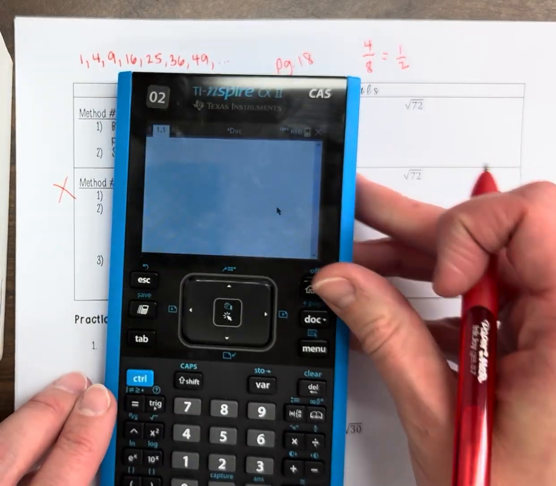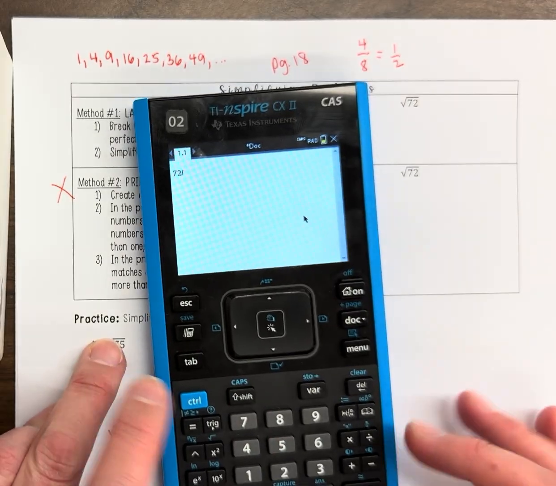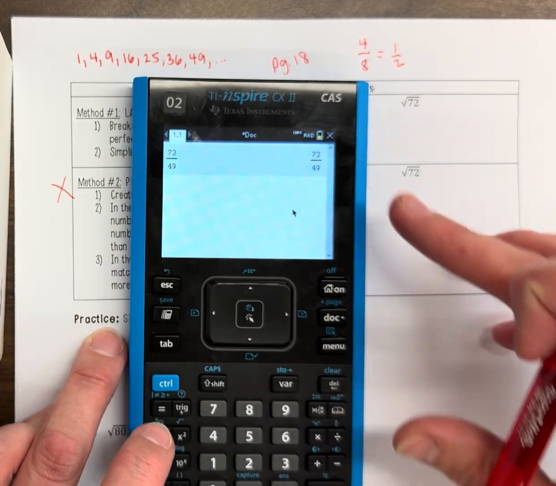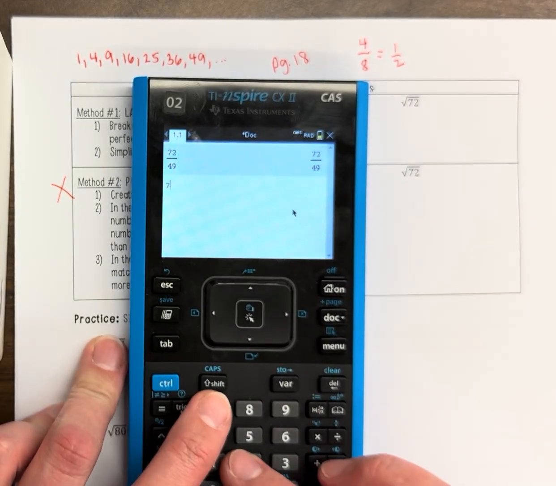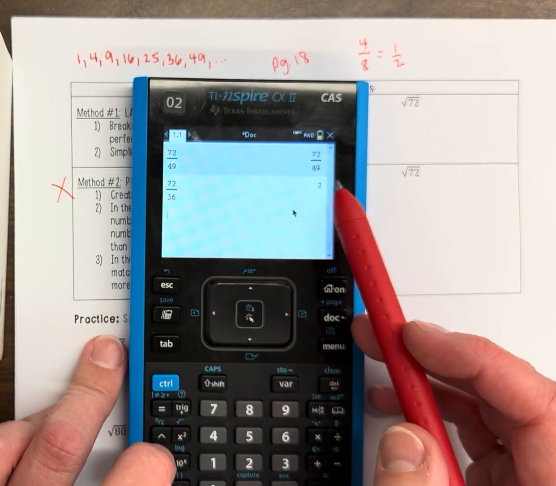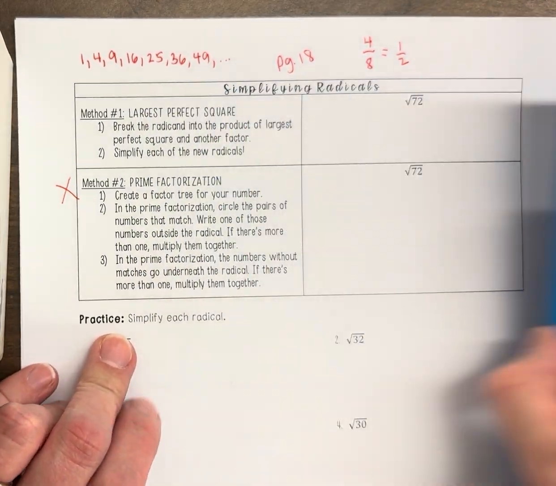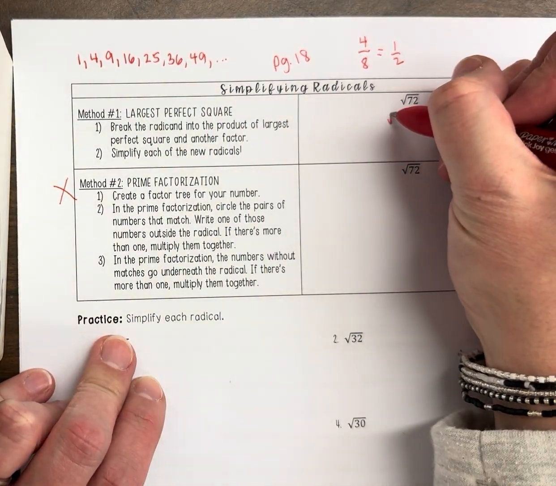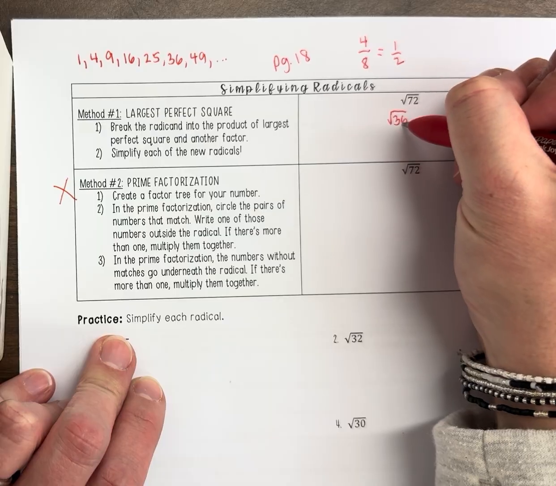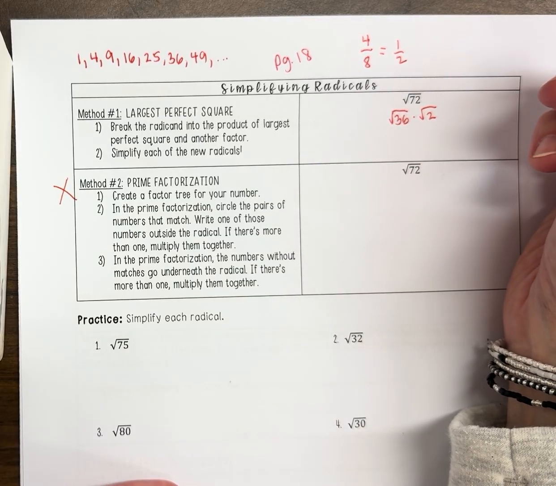If I'm thinking about 72, can I divide it by 49 and have a nice whole number? No. The next one, maybe I could try 36. Oh, okay. 36 works. I get a nice whole number. 36 times 2 gives us 72. So I'm going to break down 72 into the square root of 36 times the square root of 2.